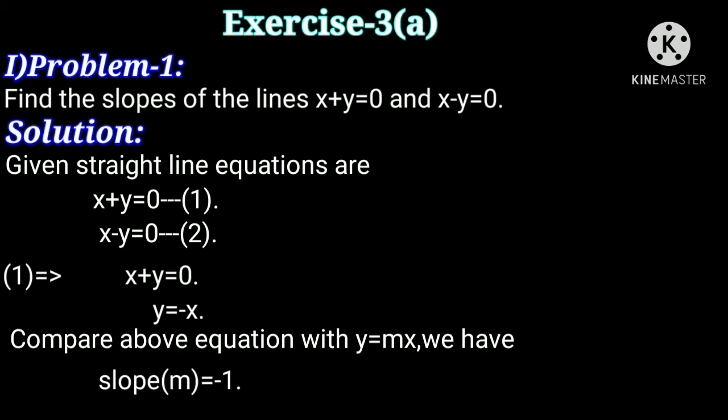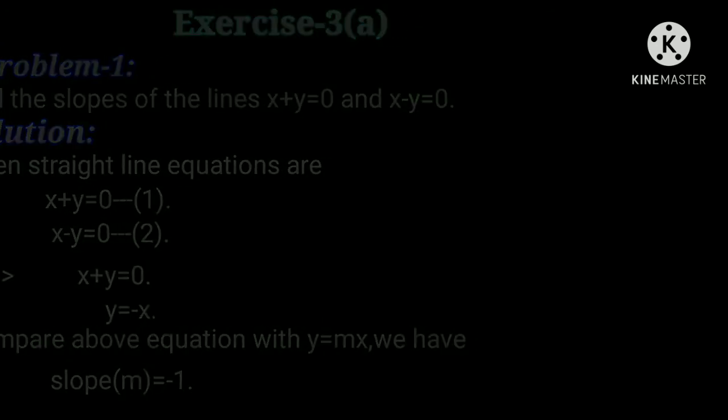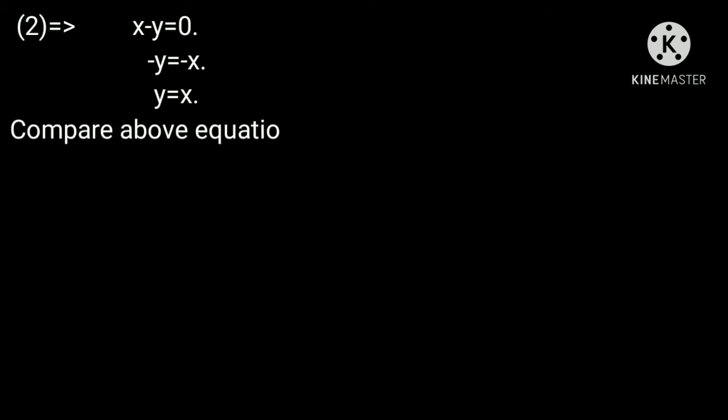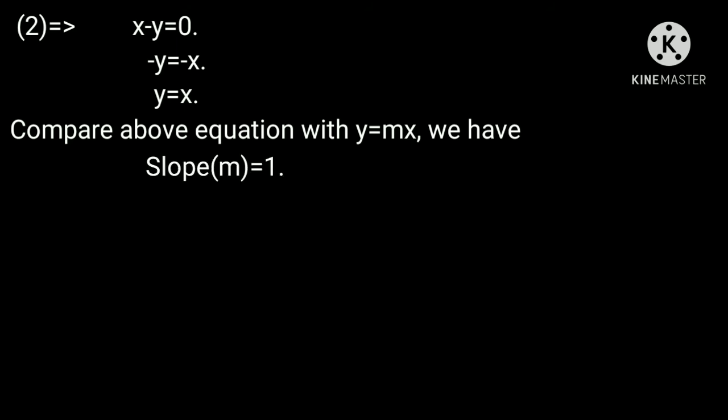Similarly, we transform equation number 2. x minus y equal to 0, that is minus y equal to minus x. From this, y equal to x. This is also compared with the equation y equal to mx, then we have slope m equal to 1. This is our given problem solution.